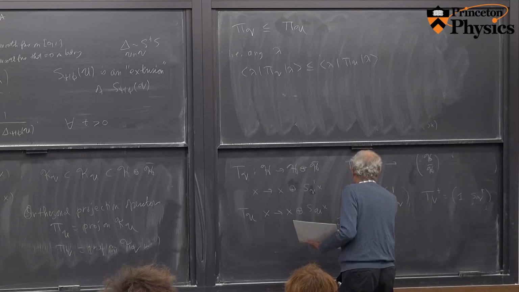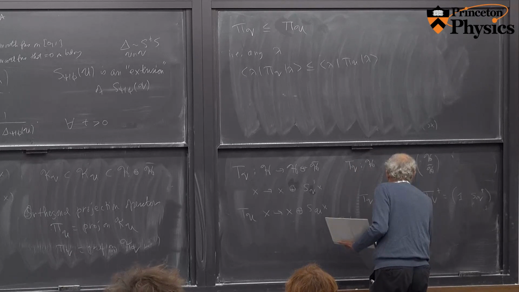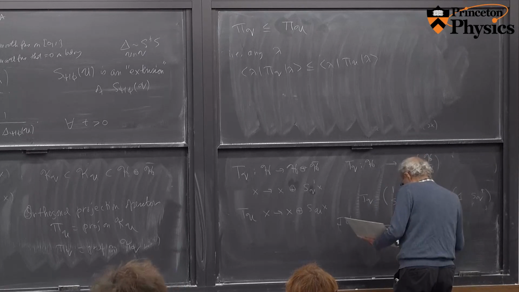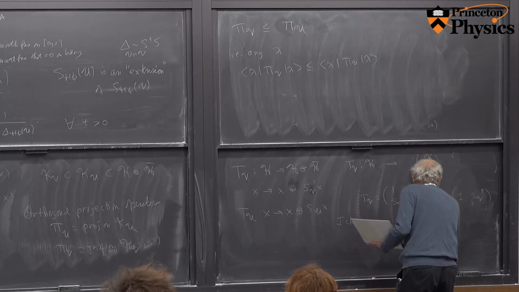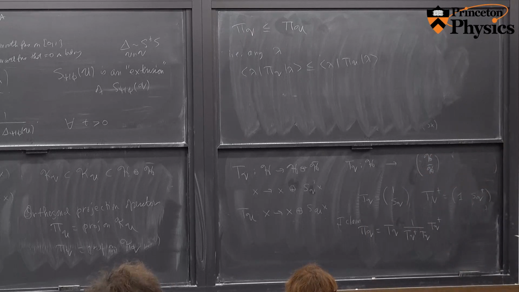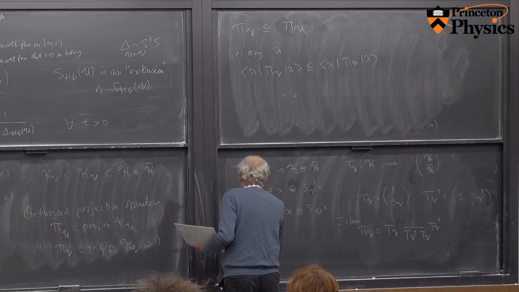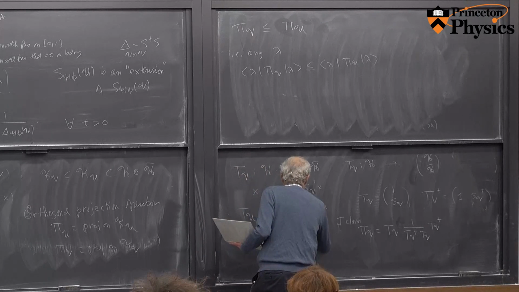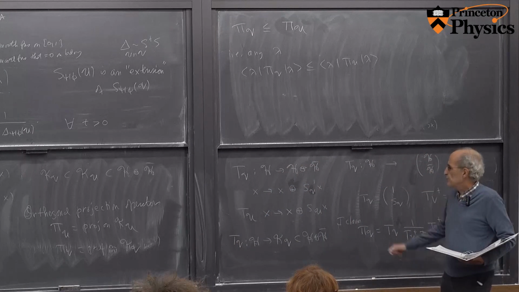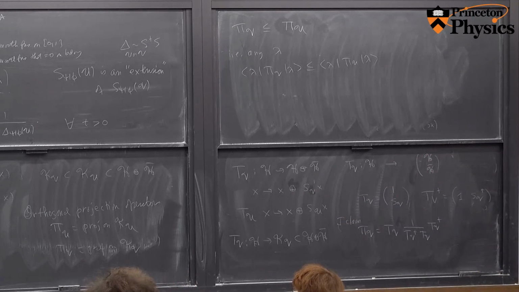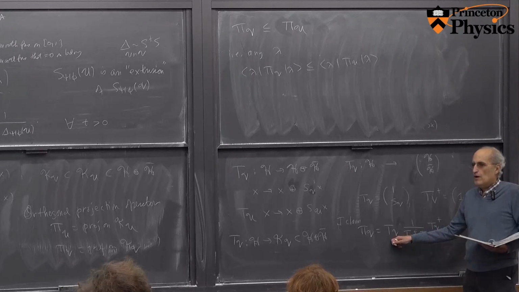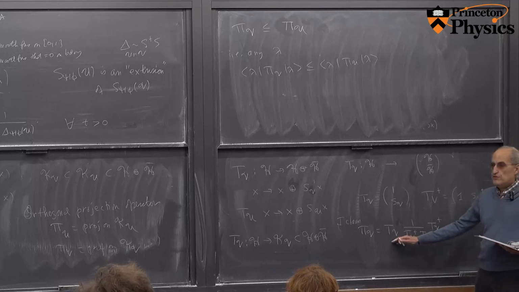And I claim that pi v is TV dagger 1 over TV 1 over TV dagger TV times TV dagger. I should have said that TV by definition maps H to the subspace KV inside H plus H bar. TV was defined so that acting on any vector, it maps us into the subspace. So since TV maps us into the subspace KV, this operator maps any vector into KV, because it has TV on the left.